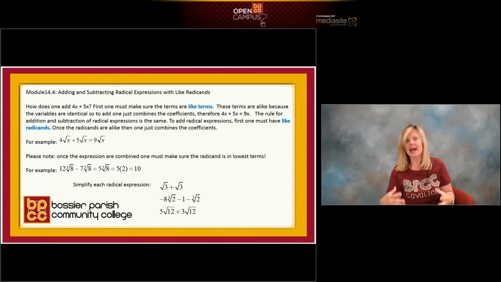When I ask you to add radical expressions, I'm asking you to add a square root to a square root or a cube root to a cube root. But what's important is the radicand has to be identical.